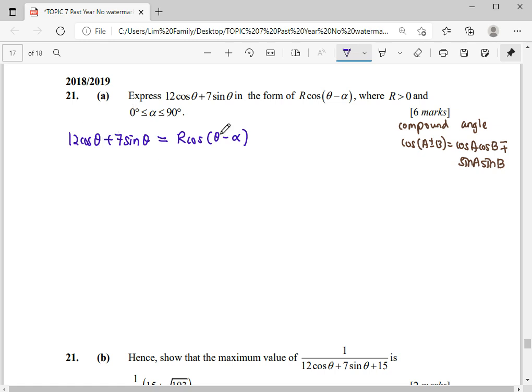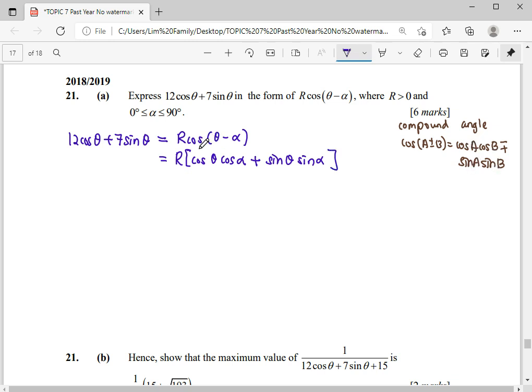Bertukarlah bentuk ini ke bentuk R cos compound angle. So how do we change it to that form? We substitute our compound angle here, cos(theta minus alpha), cos(A minus B). So if we see cos(A minus B), it will be cos A cos B, and if we minus, then the operation will be plus sin A sin B. So for this part, it will be cos theta cos alpha plus sin theta sin alpha, where our A is theta and our B is alpha.